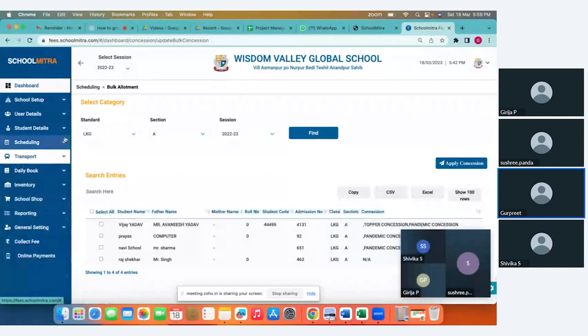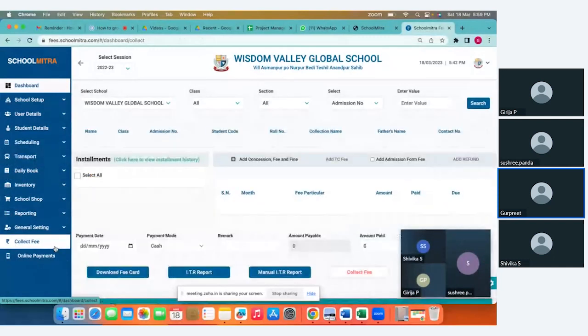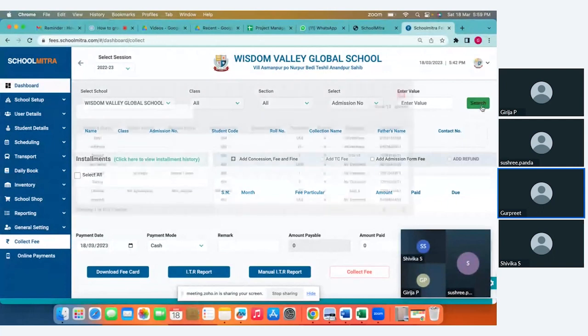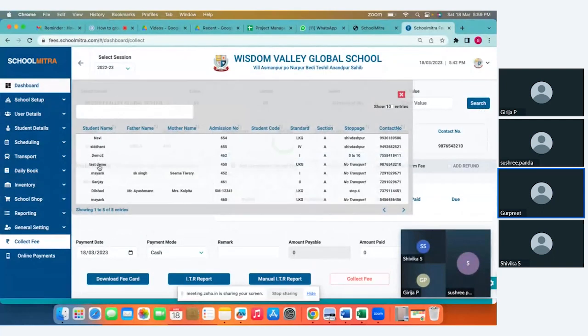Once I am set up, I am all good to collect fees. Now, suppose we have created a login wherein I am supposed to take the fees only, and I'm not supposed to give any discount. So the fee collection person will be enabled, and all these discount concessions will go off from his login. All he has to do is, whenever a parent comes, click on the name of the child.